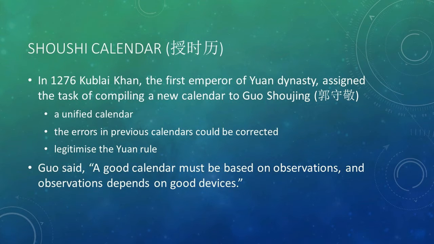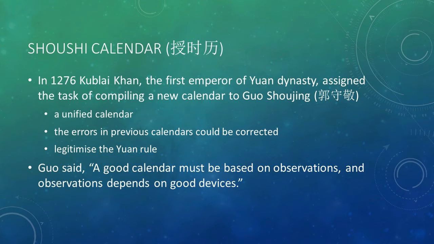Let's take a look at the background of this 授时历. In 1276, Kublai Khan, the leader of the Yuan Dynasty, the first emperor, assigned Guo Shoujing to make a new calendar. Why? Because as usual, the earlier calendars were all inaccurate. So there was a need for a better, more refined calendar.